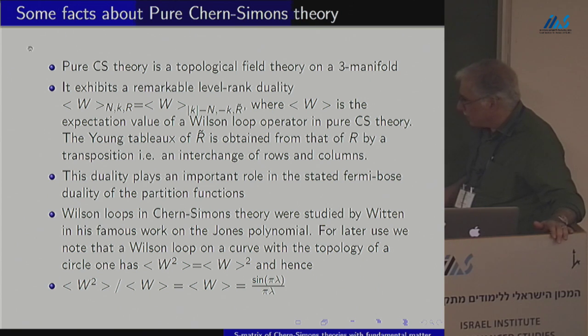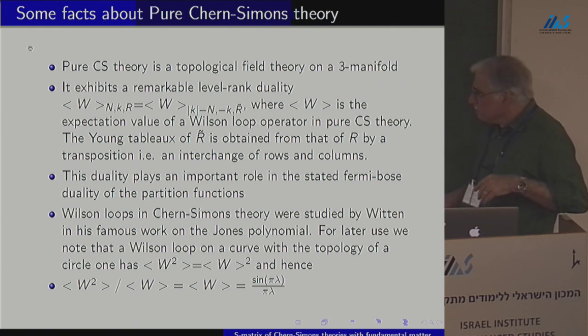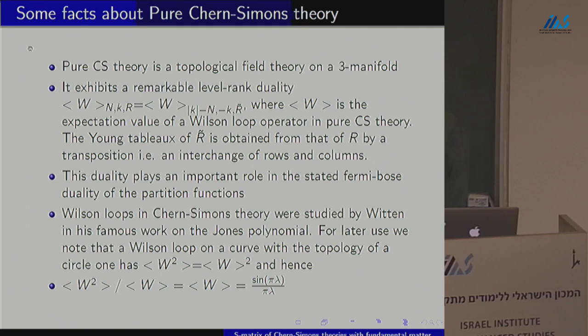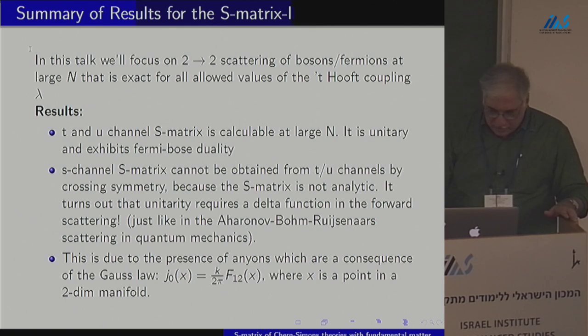The other important fact about Chern-Simons theories, which will be relevant for us and we'll use, is that if you compute the square of the Wilson loop, for a simple Wilson loop, simple meaning topologically the same as, let's say, S1, the W square expectation value is the same as the square of the expectation value, and it evaluates exactly to sine pi lambda upon pi lambda. So I'd like you to keep this in mind, that the ratio of W square to W expectation values is identical to sine pi lambda upon pi lambda. And this is the exact result for any finite n and k, but also valid for large n and large k.